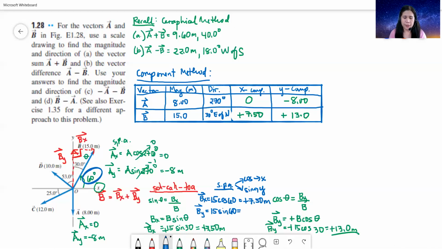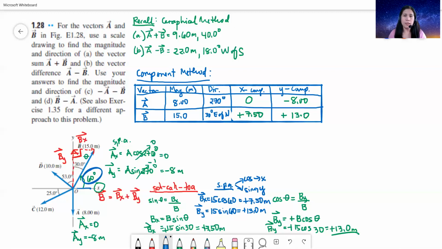And this should give you 13. Let me check again. 15 sine 60. So it's 12.99. Let's make it 13. Positive 13.0 meters. Ayan. So pareho lang. In other words, you can always choose which angle. Kasi nga, ang direction kasi ng vector, pwedeng angle between the tail and the x-axis or the tail and the y. So in this case, the angle ni B with respect to x is 60 degrees, that's SPA, and the angle between the tail of B and the y-axis is 30 degrees, no, with respect to north.